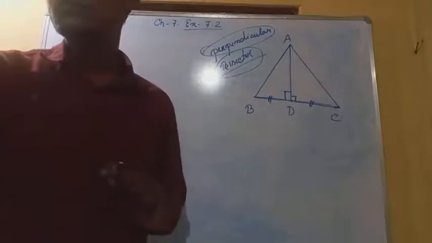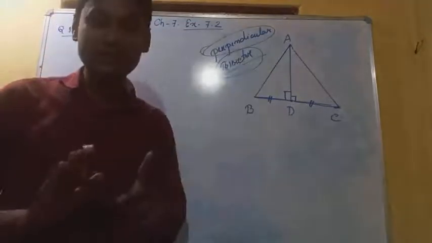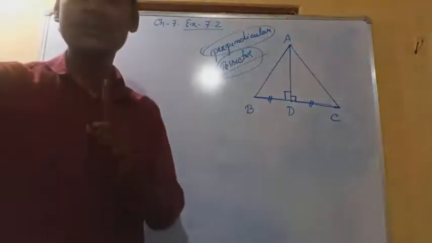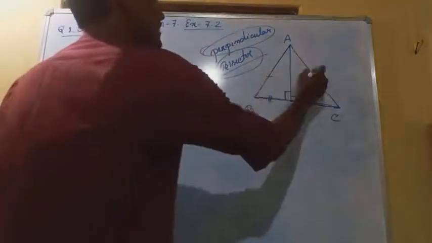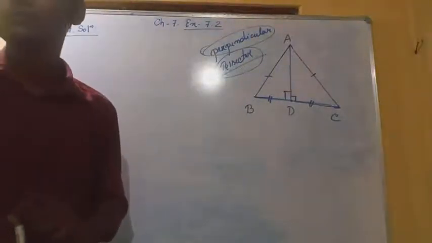What we are supposed to show is that triangle ABC is an isosceles triangle in which AB is equal to AC. This AB side is equal to AC side. That is what we are supposed to show.